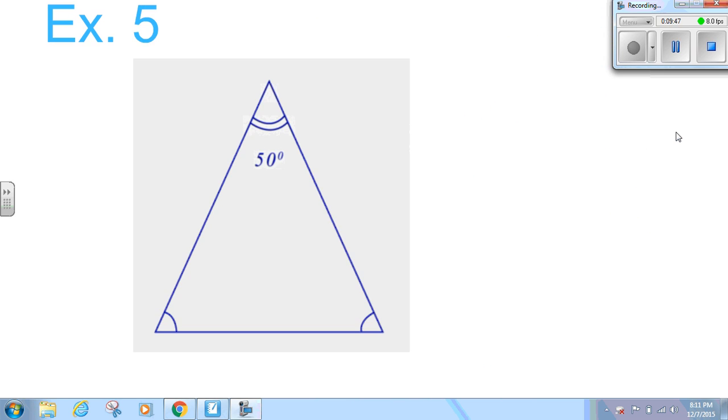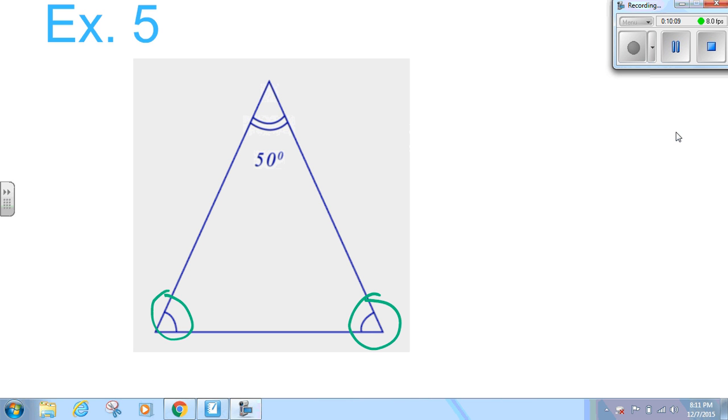In this example, we're given the 50-degree angle, but we don't know what the two missing angles are. Now, based on the angle marks, I know that this is an isosceles triangle, because I've got the two marks at the bottom here and here that are the same, and then the 50 degrees is a different angle.